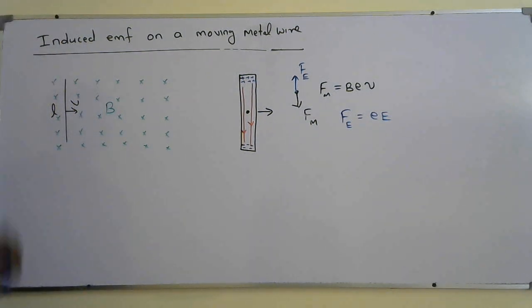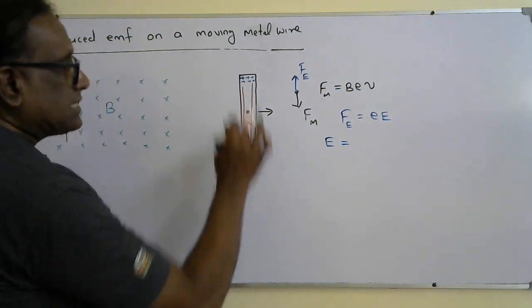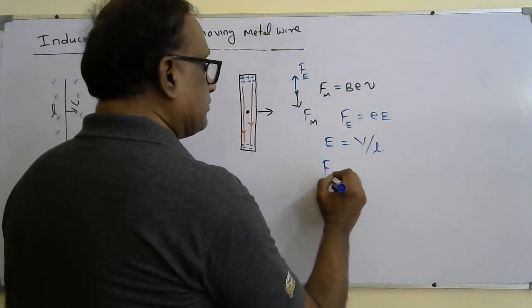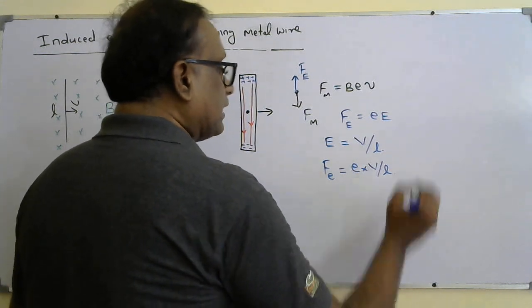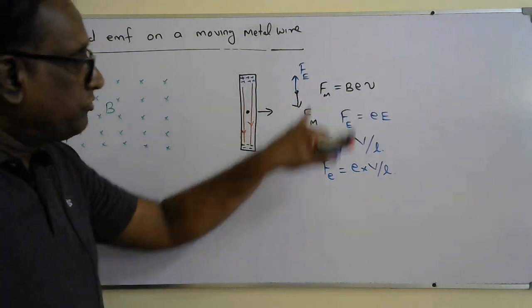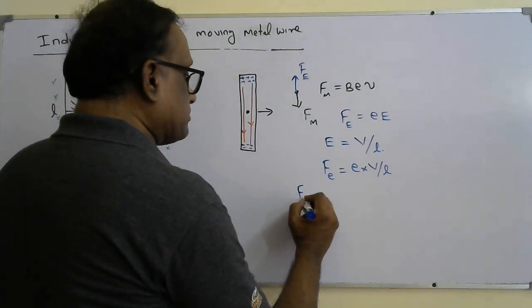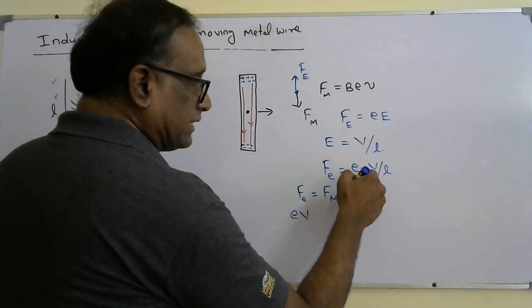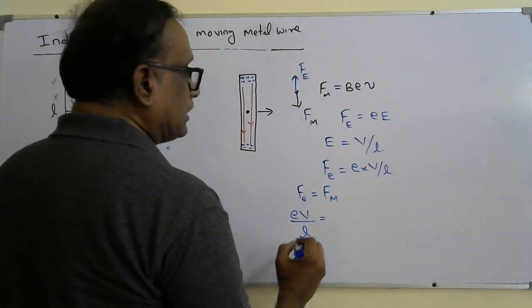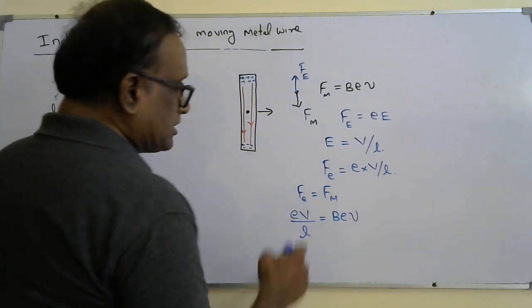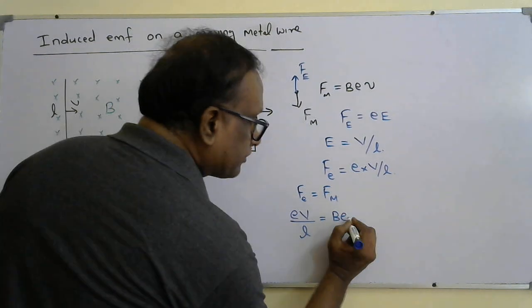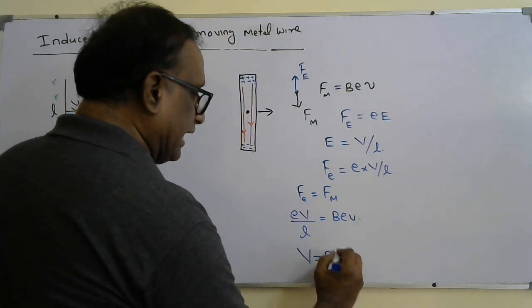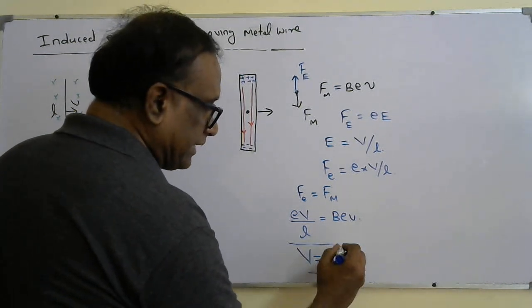If the length of the rod is L, I can say E equals the potential difference developed, that is the induced voltage across the ends, over the length of the rod. So Fe equals e times V over L. If the rod is moving at constant speed, these two forces will balance at equilibrium. When the forces become balanced, the induced EMF also becomes stable. So e times V over L equals the magnetic force Bev. Careful, this v is the speed of the rod at which it is moving, and V is the induced voltage. e and e will get cancelled. So the induced voltage will be equal to BLv.